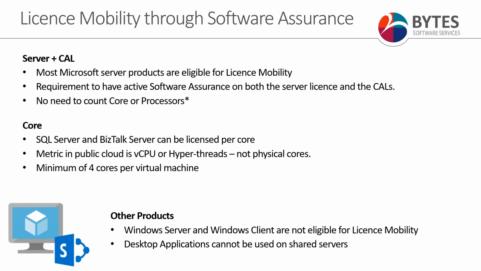If you are then looking to the core model, SQL Server and BizTalk Server can be licensed per core. The metric in public cloud is vCPU or hyperthreads, not physical cores, and there is a minimum requirement of 4 cores per virtual machine that would have to be licensed. Note at the bottom, as primarily we are looking at Windows Server in this session, Windows Server and the Windows client are not eligible for license mobility, and desktop applications cannot be used on shared servers.